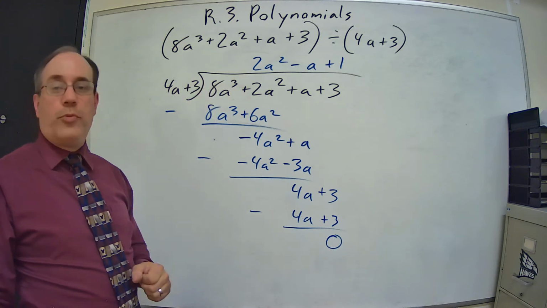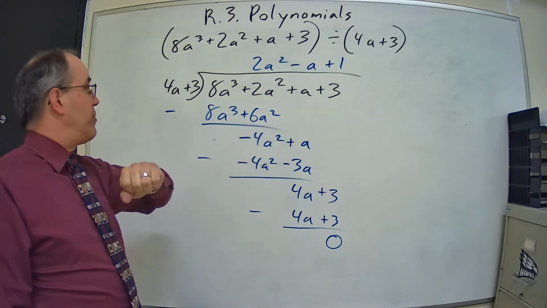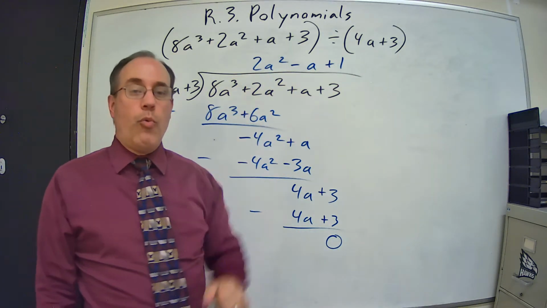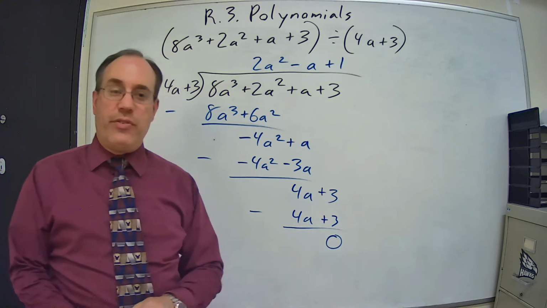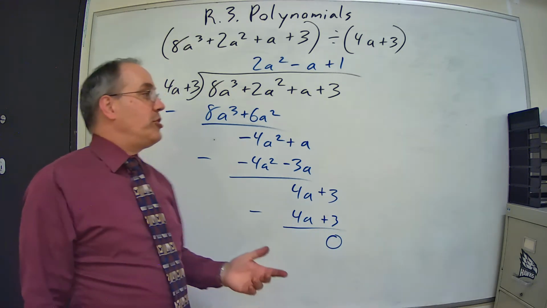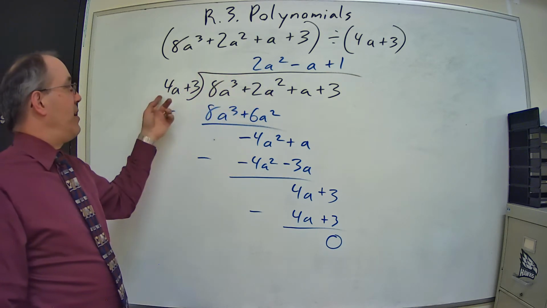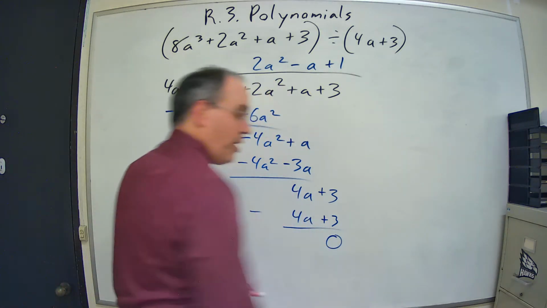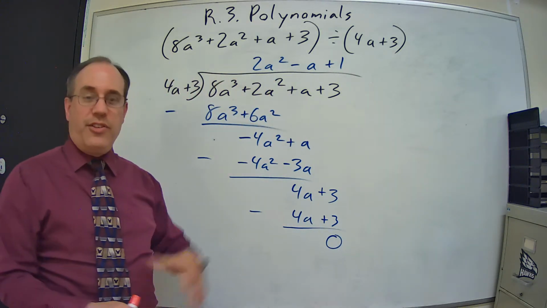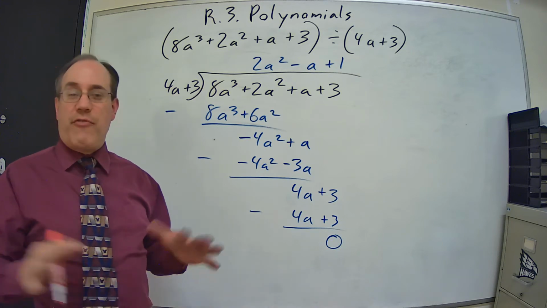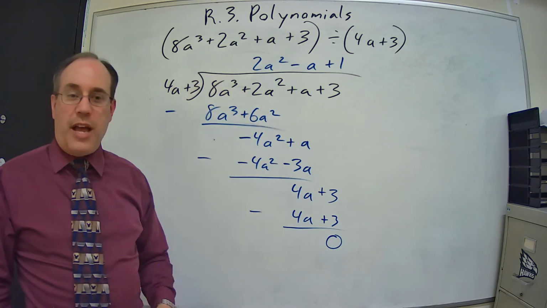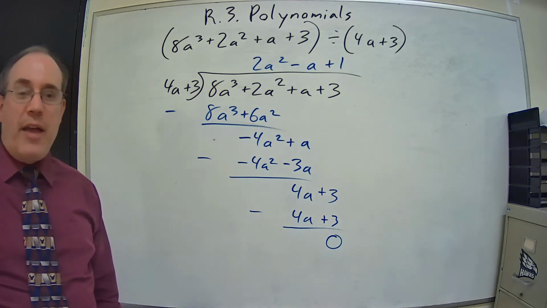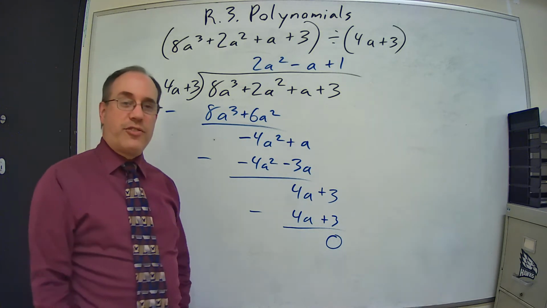So 8a cubed plus 2a squared plus a plus 3 divided by 4a plus 3 gave us 2a squared minus a plus 1. And you notice that we did not have a remainder. Now you can always check this by going through and doing the multiplication. So in this example, I'm going to do that just so we have one done to show that it works. I'm not going to do that from now on because it just takes too much time and space on the board to go through and redo the multiplication. But it's not a bad practice for you to do that to make sure that your answer is correct.